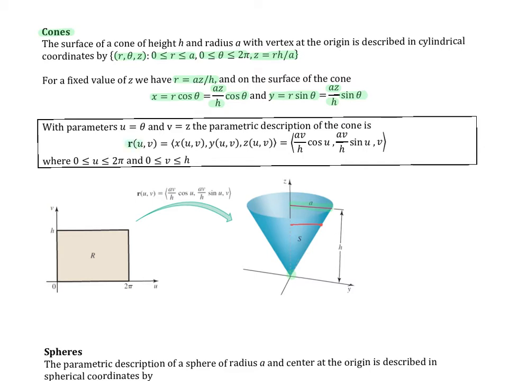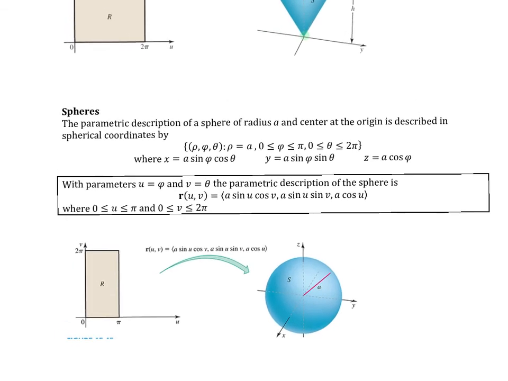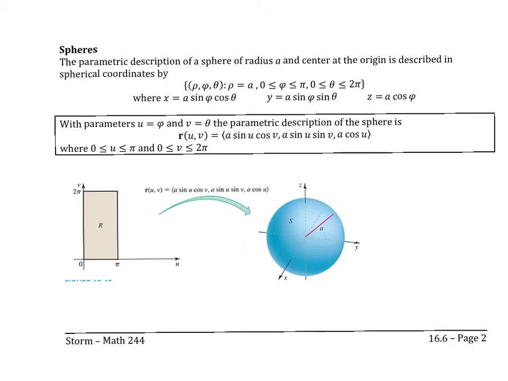And now our r of uv can be written as av over h cosine u, since u is theta, and v is z. The next coordinate is av over h sine of u, and the z value is just v. So now we've written this cone, which was originally in terms of x, y, z, in terms of two variables, u and v.